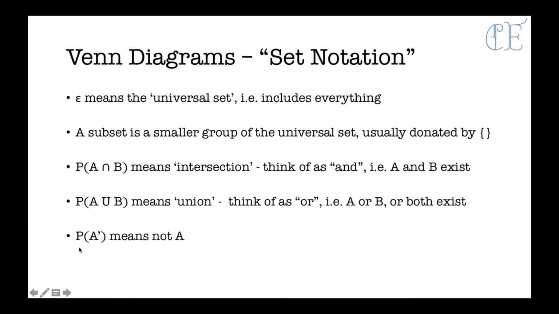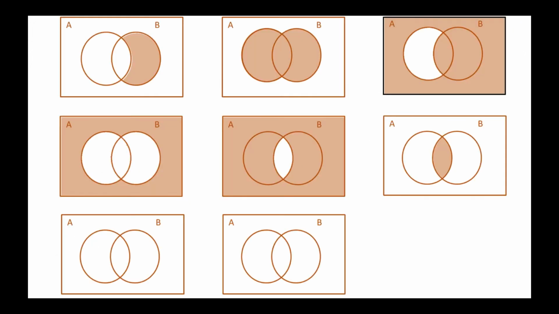And then if we have the probability of A with a little apostrophe, it means the probability of not A. So, the probability of not choosing a 6 on a dice.